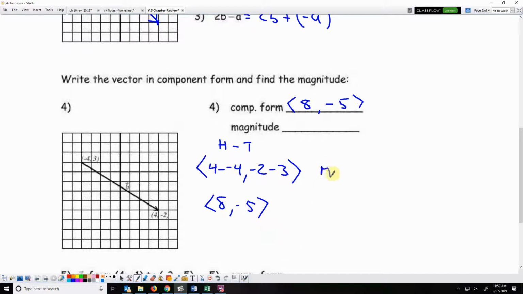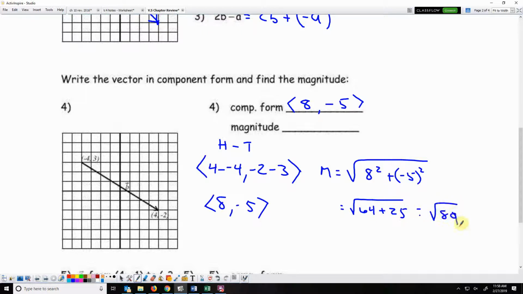The magnitude is the square root. This is really just using the distance formula. The square root of what we've already gotten from subtracting, 8 squared plus negative 5 squared. So that's 64 plus 25, which is the square root of 89. If this can be simplified, we need to simplify it. This cannot be simplified. So the square root of 89 is the magnitude.